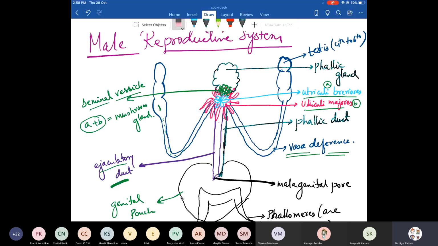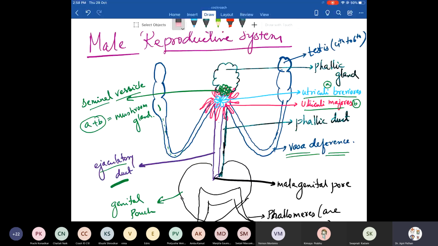So mushroom gland is a combination of utriculi brevoris and utriculi majoris. The tubules of majoris are longer, while tubules of brevoris are smaller. Then you have a phallic gland, which has its own duct called phallic duct. This duct pours its secretion and helps in packaging of sperm. I told you in the seminal vesicles there is packaging of sperm, also in the mushroom gland. The final package happens by the secretion of phallic gland. Is it clear?